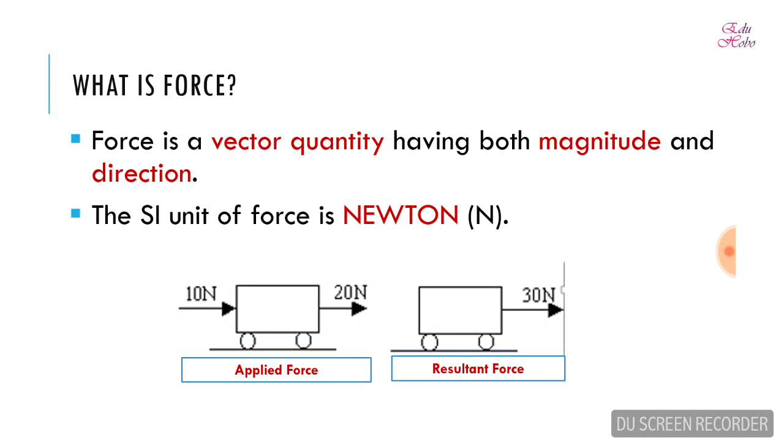A force is a vector quantity, which means it has both magnitude and direction. In the example, two forces of 10 Newton and 20 Newton are acting in the right direction. The resultant force acting on the train is 30 Newton, as the forces are acting in the same direction, so it gets added up.